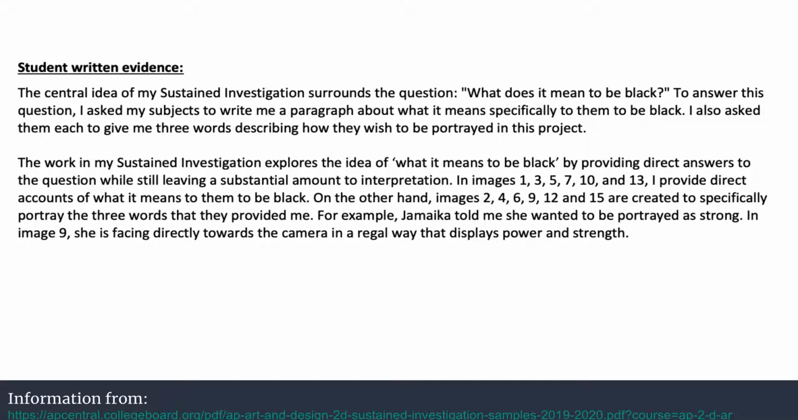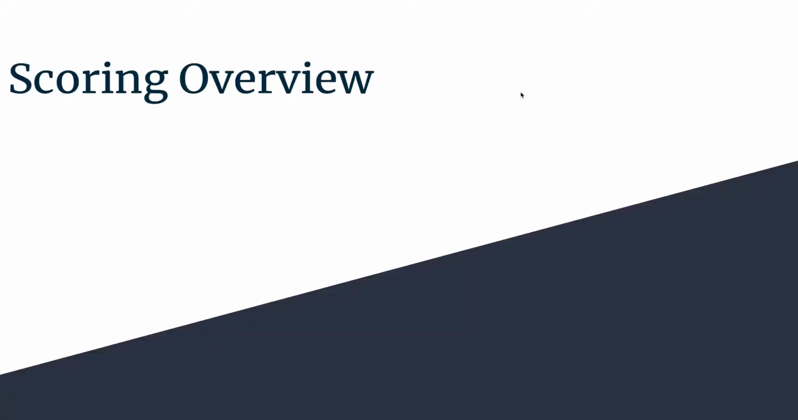On the other hand, images 2, 4, 6, 9, 12, and 15 are created to specifically portray the 3 words that they provided me. For example, Jamaica told me she wanted to be portrayed as strong. In image 9, she is facing directly towards the camera in a regal way that displays power and strength. So that is an example of what the student wrote and an example of sustained investigation. So this is what they were investigating. What does it mean to be Black?